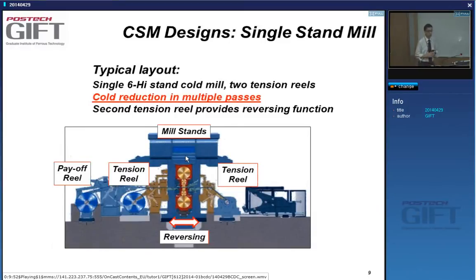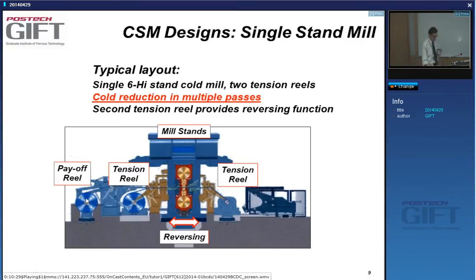What you don't see more often, what you often see are single stand cold rolling mills where you have a reversing mill. Yeah? So the strip passes through the same mill back and forth a few times, as many times as you need to achieve a final thickness. And it does this, yes, in the following way.